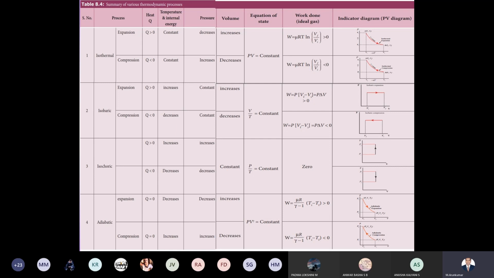In the expansion process, that is opposite. So the pressure will decrease. So compressed air will expand. So the pressure inside the container will decrease, but the volume is increased. So this is called the expansion process and compression process.